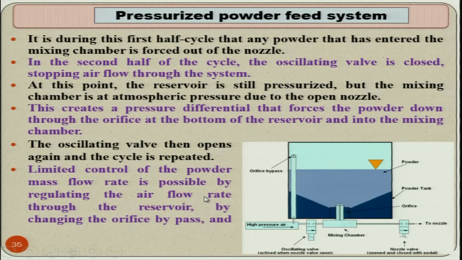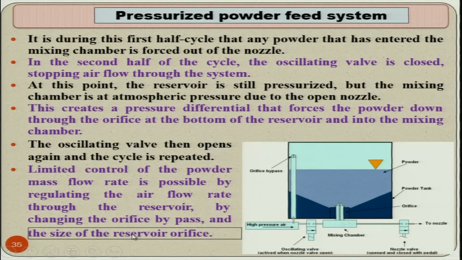So, limited control of the powder mass flow rate is possible by regulating the air flow rate through the reservoir and by changing the orifice bypass and the size of the reservoir orifice. So, this is how you can control to some extent the powder feeding rate to the mixing chamber, and then that mixture passes through the nozzle.